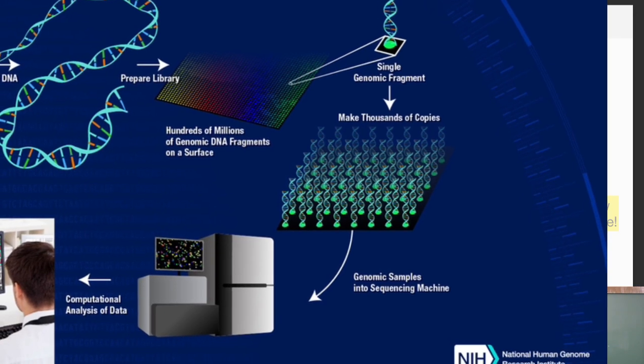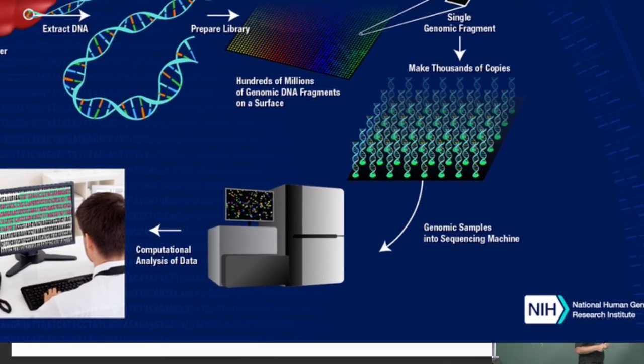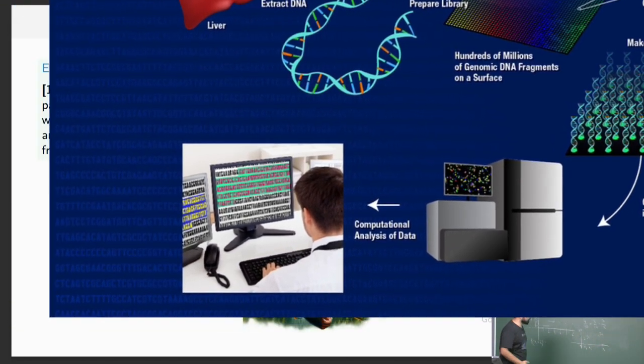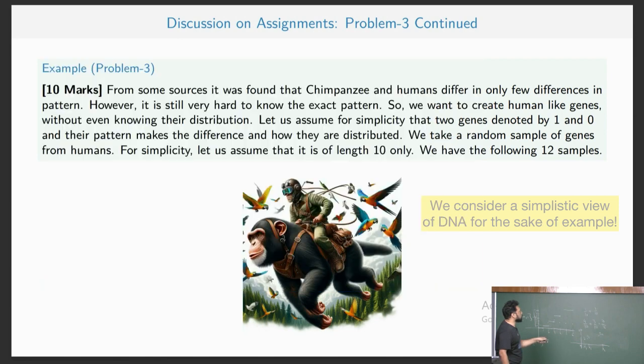So we will simplify a little bit. We want to create human-like genes. We want to generate genes by ourselves, and let us assume that for simplicity, there are two out of A, T, G, C. There are two which are prominent, that decide the differences between them.